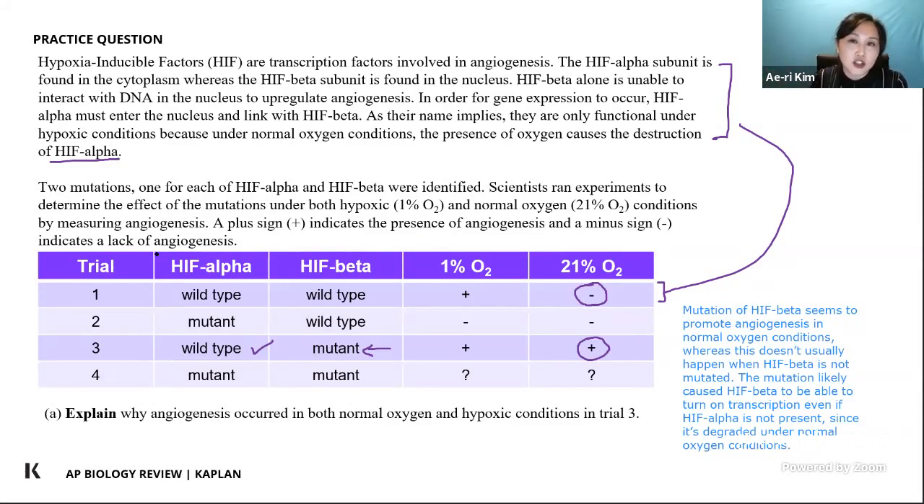When you have high amounts of oxygen, HIF alpha gets degraded, it doesn't go into the nucleus and it doesn't turn on the transcription. In high amounts of oxygen though, even without alpha around, because that's degraded, all of a sudden I'm able to turn it on. So essentially HIF beta is like a rogue. It's lost its partner friend that tells it to hold back and not grow any more blood vessels. And it's going to just continue to grow regardless of whether HIF alpha is present, okay?